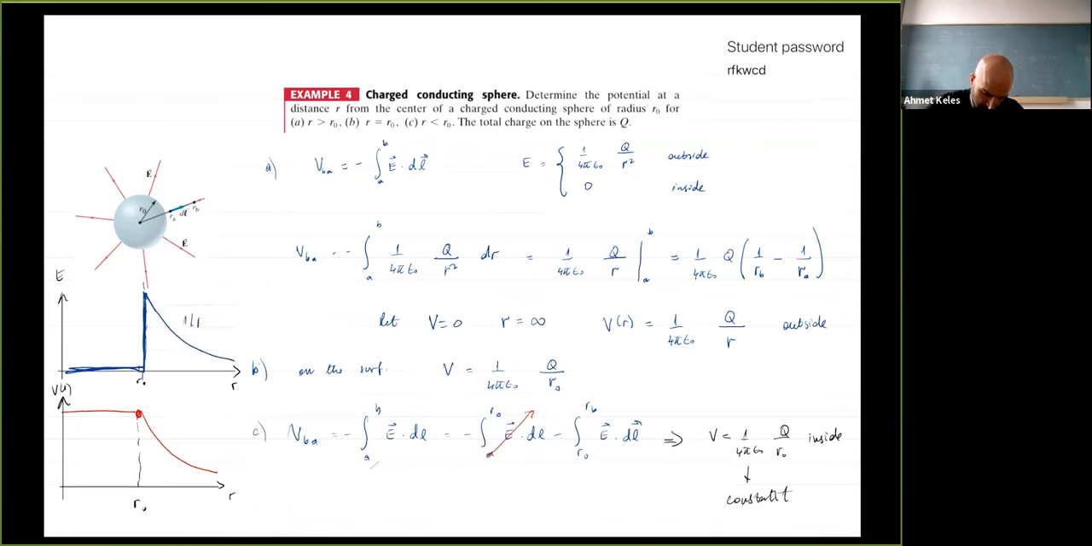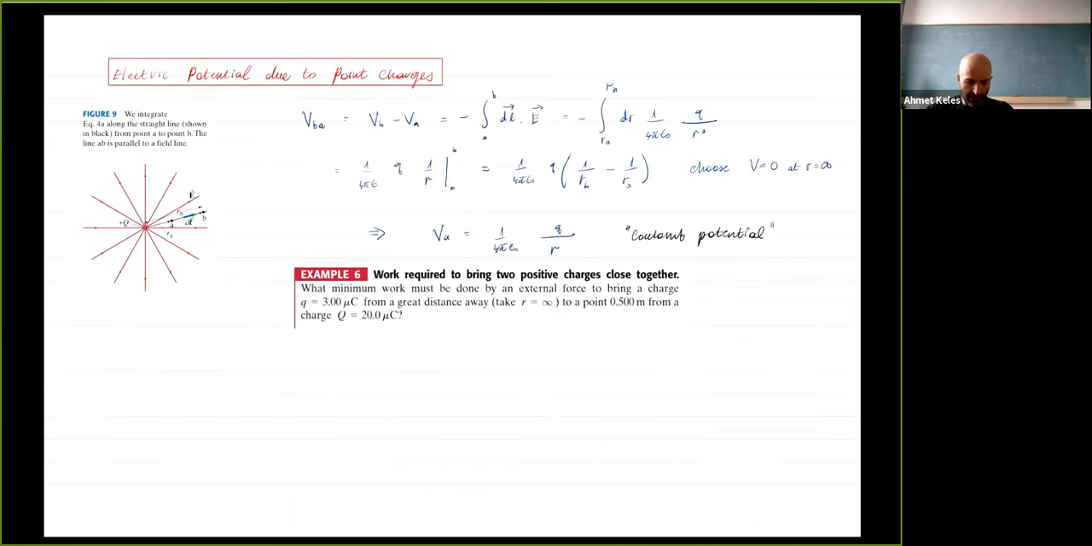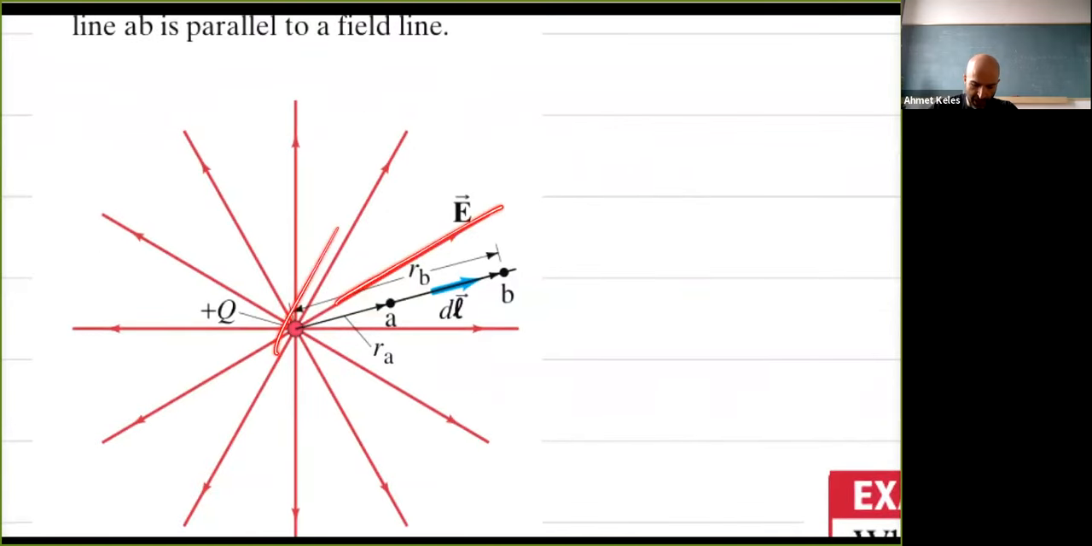This is 1 over R squared, whereas this is 1 over R. Maybe another example: we can calculate the potential due to a point charge. So here is a point charge, some Q, and its electric field. We know the electric field of a point charge: it is 1 over 4 pi epsilon naught Q over R squared, and it's radial out for every point. We would like to calculate the potential between A and B.